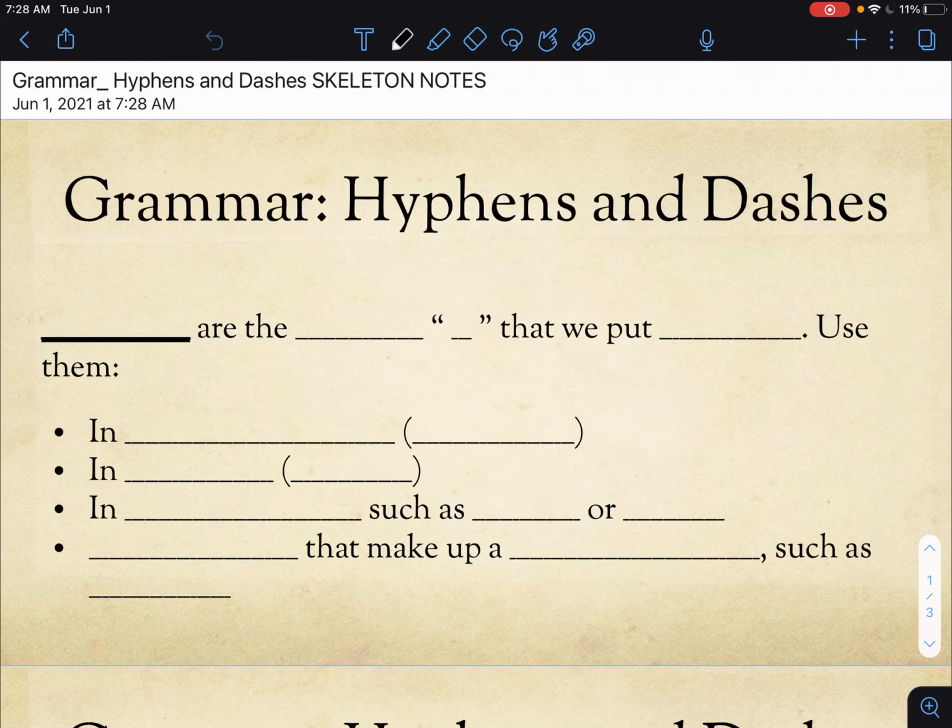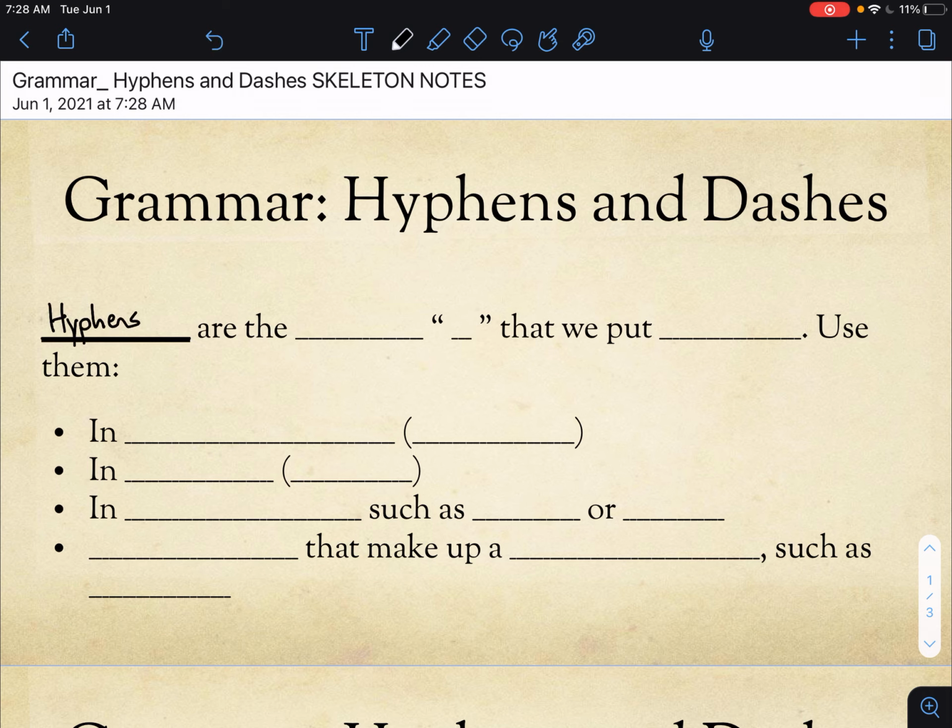We're going to talk about hyphens and dashes. They both look very, very similar. It's just a difference of where you put them. And I'm not going to expect you to remember, oh, this one's a hyphen, this one's a dash, but I'd much rather you remember how to use them.